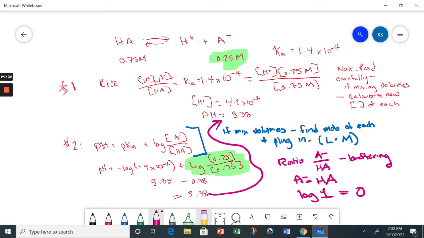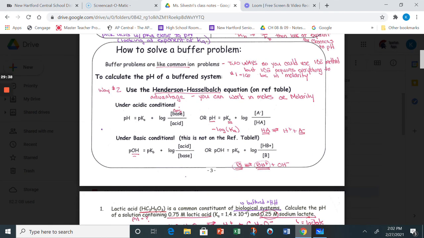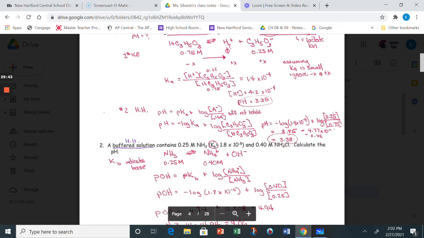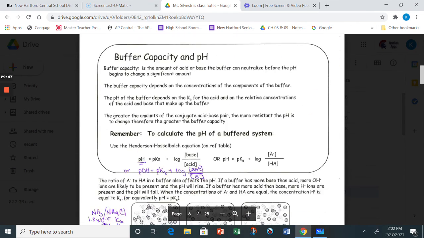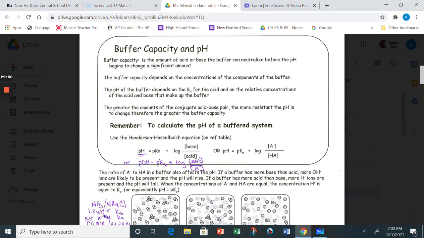All right. Now, what I want you guys to do is to try the other problems up through page 5 and then go back and check on it. And I'm going to briefly go through buffer capacity. And then on Monday, we're going to talk more about buffer capacity and calculating things. So buffer capacity literally is how well can a buffer hold the pH at a particular level when you add stuff into the solution, an acid or a base, right?